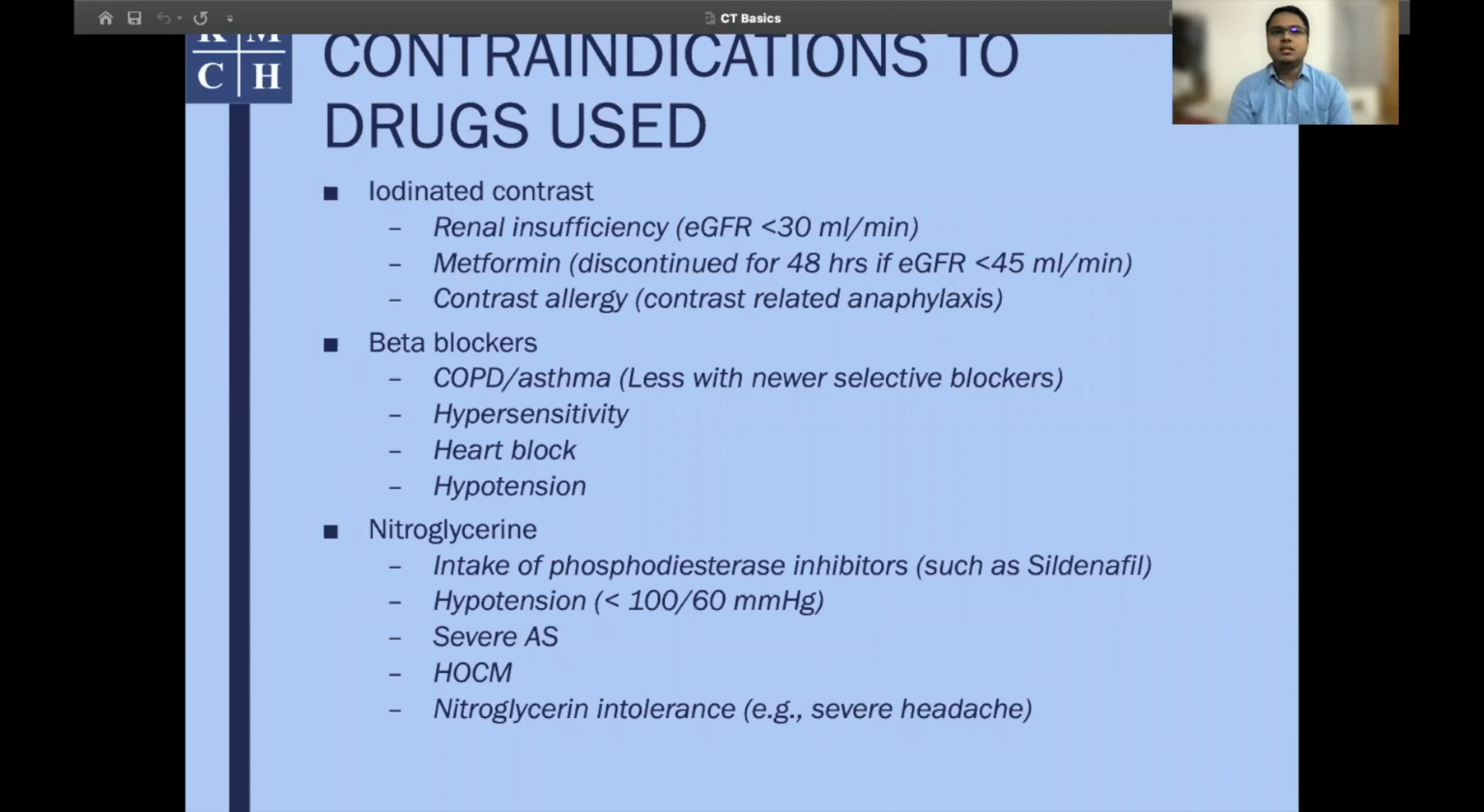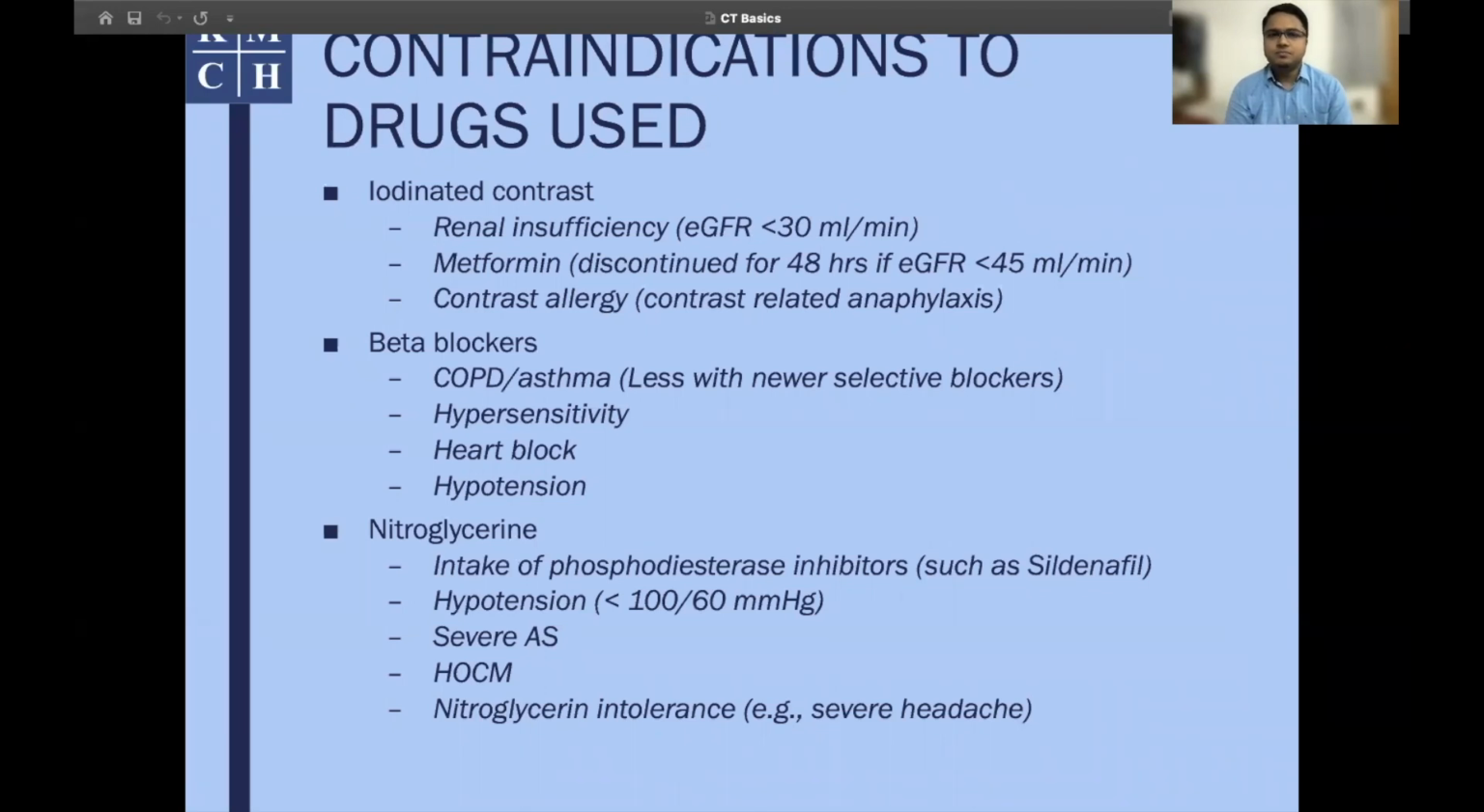Contraindications. There are several contraindications, especially to the drugs used when we are performing a CT coronary angiography. The first and foremost is the iodinated contrast. Presence of renal insufficiency with an eGFR of less than 30 ml is a contraindication to give contrast unless you have a specific go-ahead from the nephrologist. Previous history of contrast allergy, especially contrast related anaphylaxis. Mild contrast related reactions are not a contraindication anymore.